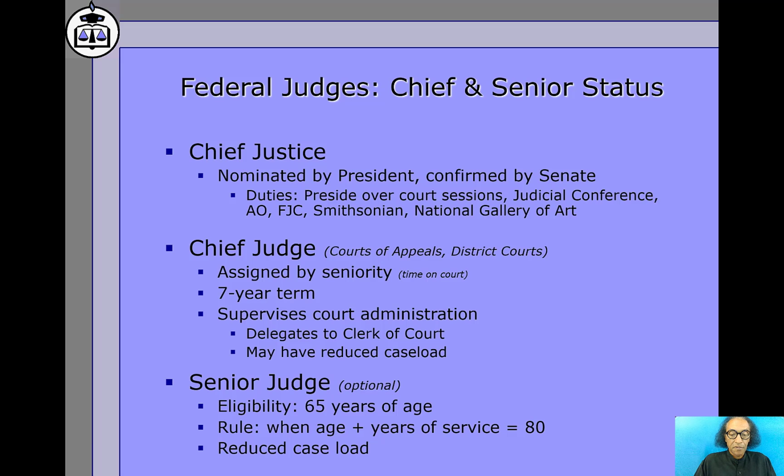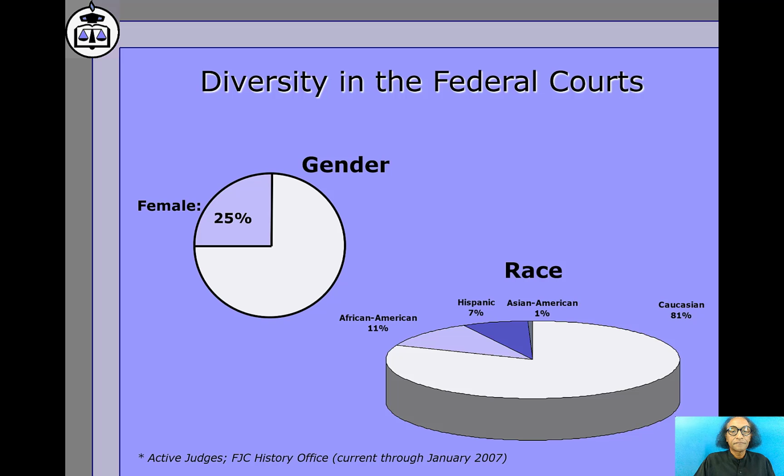You may also have a senior judge. Eligibility is over 65 years. And the senior judge may serve until the age of 80 with a reduced caseload. So oftentimes they've gone into retirement.